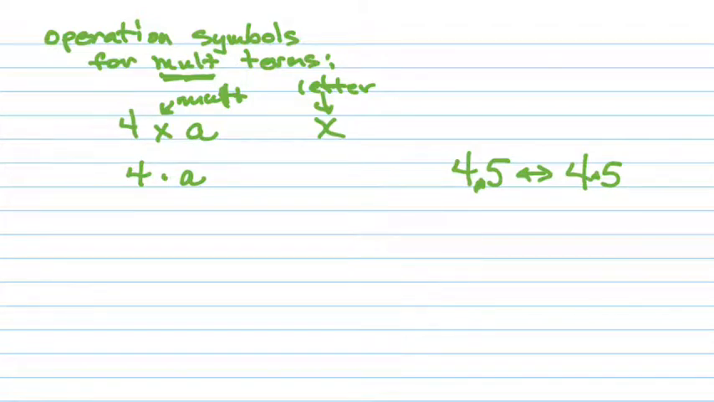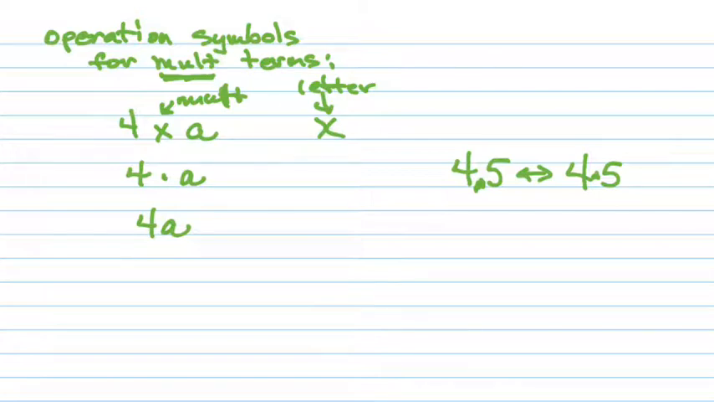Okay. Now, remember, algebra is about making things as simple as possible. So I don't even have to write any symbol at all. If I want to say 4 times a, I can just put 4a, because remember, the 4 is the coefficient or multiplier of the a. So 4a literally means 4 times a.